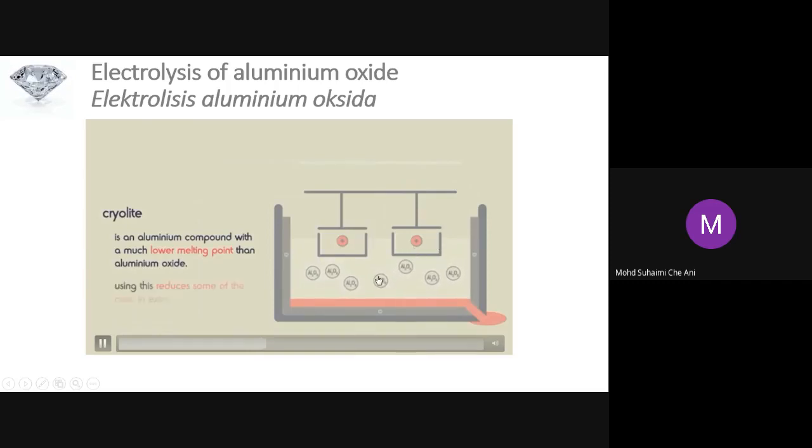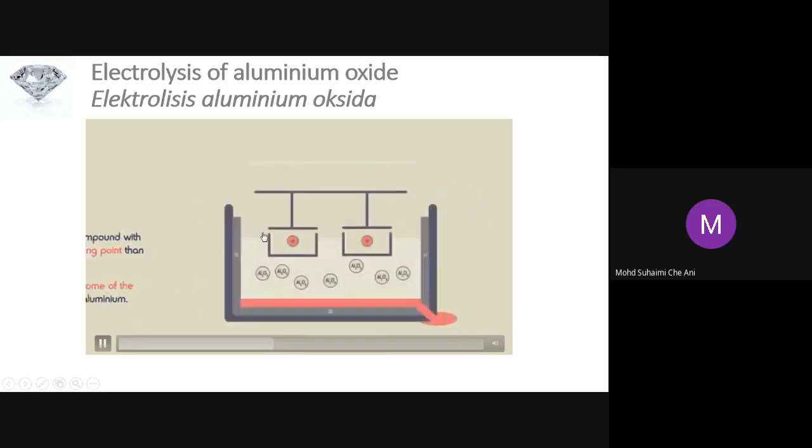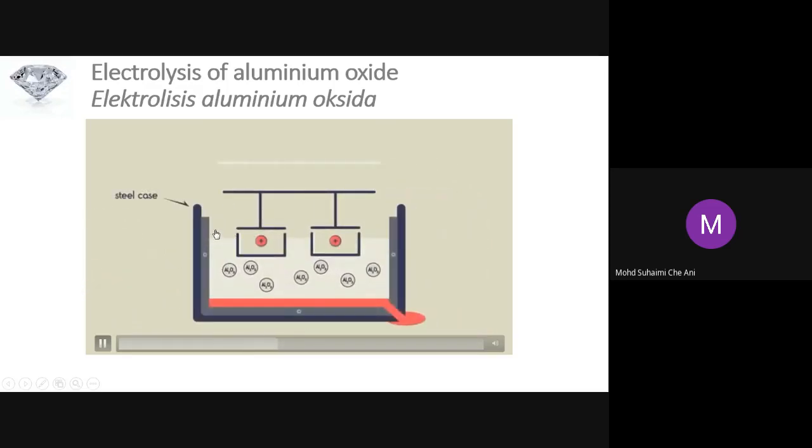Okay. When you turn on the electricity, aluminum ions will be attracted toward the negative terminal, but oxygen ions will be attracted to the positive terminal. So this is how you separate the aluminum from the oxygen. See, aluminum all goes to the negative terminal, and you will get the pure aluminum over here.